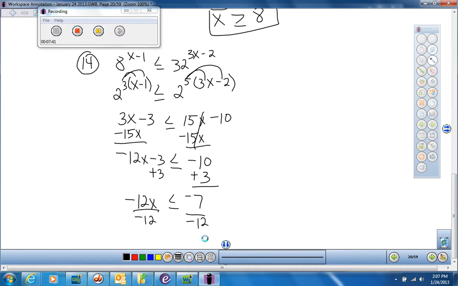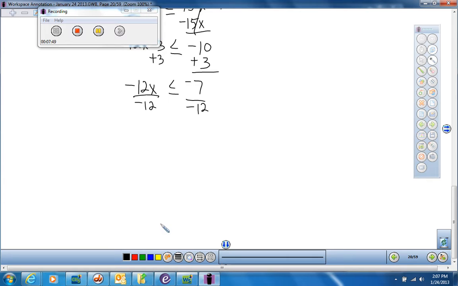Now this is where you have to be careful. I'm dividing by a negative across the inequality, so I have to reverse it. So for this one, I'm going to end up with x is greater than or equal to 7/12. Because I end up with double negatives here, that's why it's positive, and I switched the inequality because I divided by this negative.